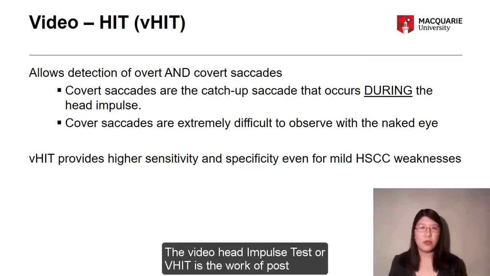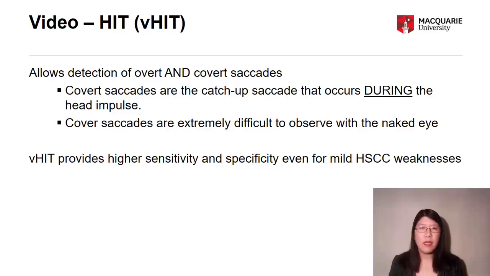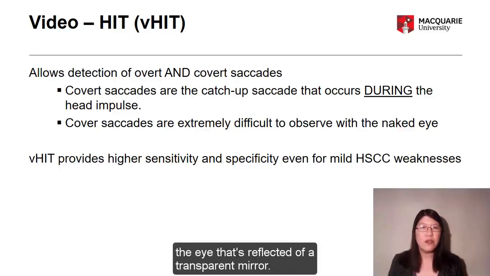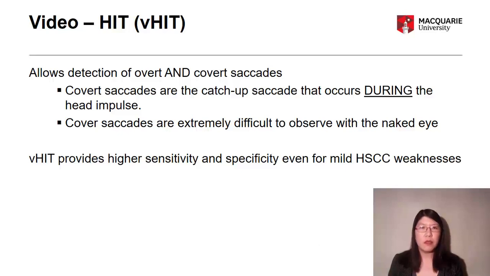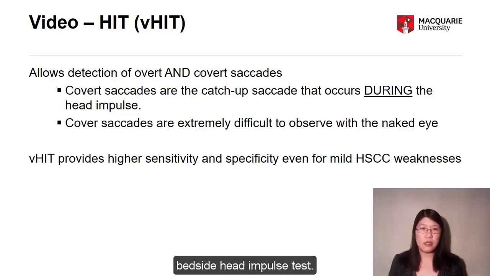In the event of a vestibular weakness, an involuntary eye deviation towards the affected side will be followed by a corrective saccade. The video head impulse test, or VHIT, is the work of postdoctoral student Hamish McDougall in collaboration with Professor Ian Curthoys and Professor Michael Halmagyi. This involves the use of a high-speed camera to get an image of the eye that's reflected off a transparent mirror. Computer software is then used to calculate the center of the pupil to calculate the difference between the head and the eye velocity, quantifying the observation made in a bedside head impulse test.